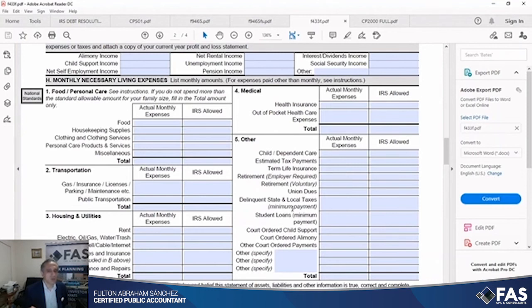Why do I need form 433? This is when I owe the IRS money and I cannot do the minimum payment they are requiring. I need to provide this form.